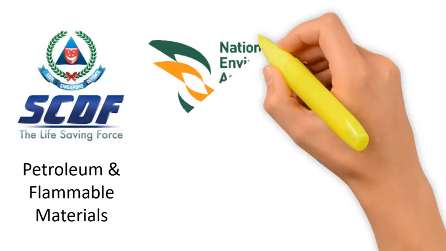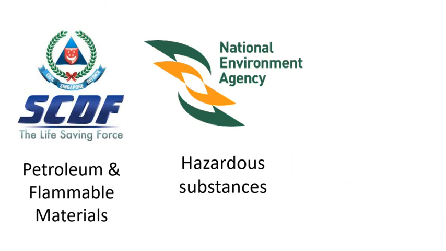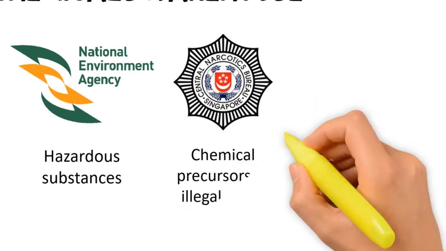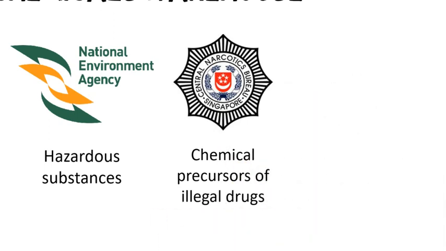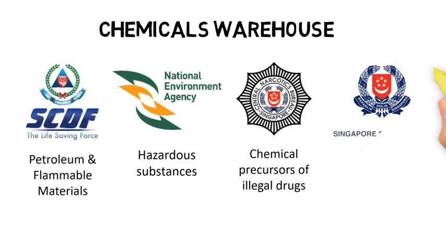The National Environment Agency, or NEA, controls hazardous substances which are environmental pollutants. Warehouses storing these products will require underground sumps to contain potential leakages, spill kits, decontamination stations, and special personal protection equipment. The Central Narcotics Bureau, or CNB, controls chemical precursors which can be used in the manufacture of illegal drugs. Warehouses storing these products need to install lock and secure cages to minimize risk of loss. Finally, the Singapore Police Force, or SPF, controls explosive chemicals. Warehouses storing these products also need to install lock and secure cages to minimize the risk of loss.